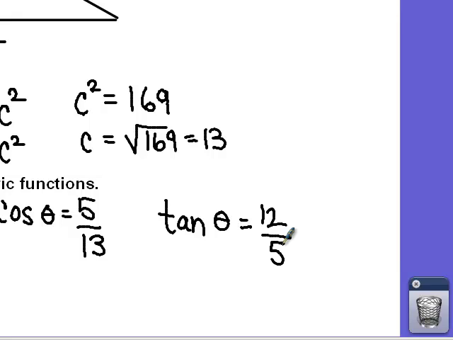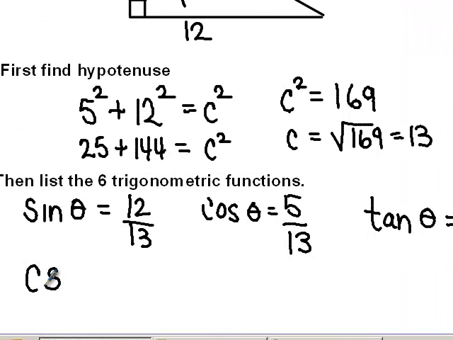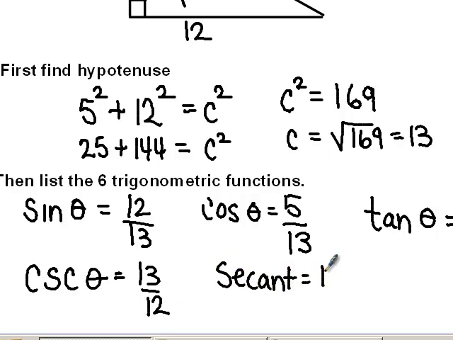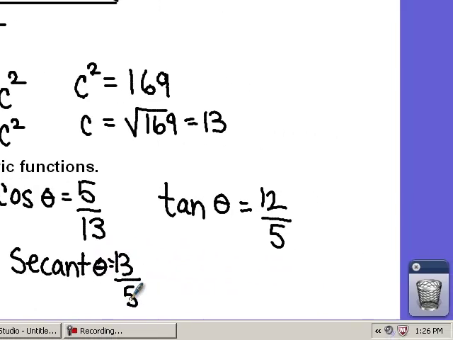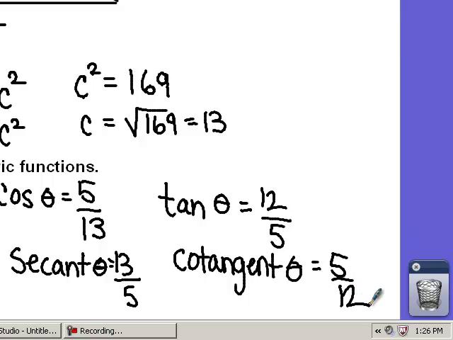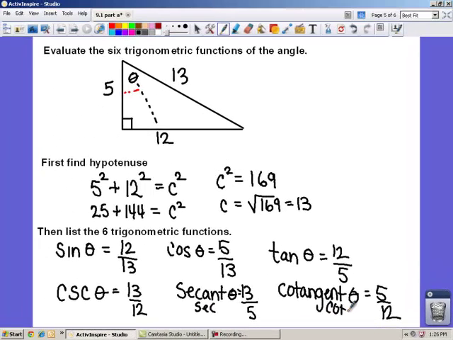So if we do the cosecant, we're going to flip this, 13 over 12. And if we do the secant, we flip it, which would be 13 over 5. And if we do the cotangent, we just flip it, which is 5 over 12. And I'm not sure why I spelled these out, but it should be just the abbreviation. And then you're done.